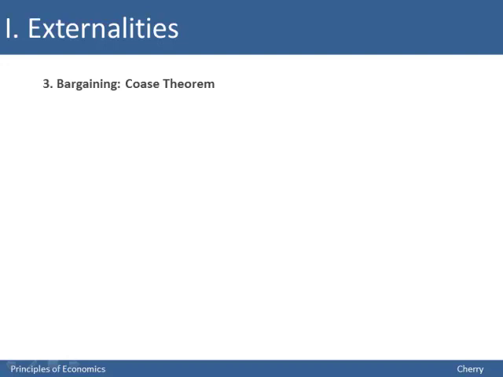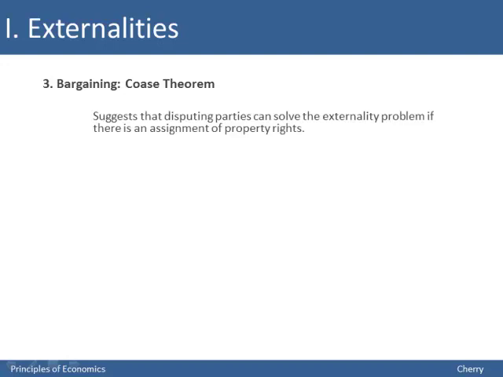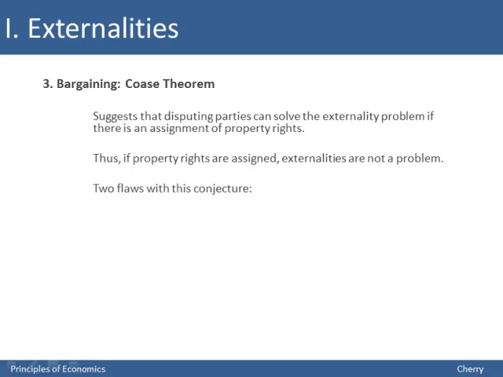So let's talk about this a bit more by discussing the Coase theorem. Ronald Coase developed this theorem a number of years ago, and what he suggested was that disputing parties can get together and solve an externality problem. And all that's required is that an initial assignment of property rights is given. Right? So he says if we just assign property rights and then let people get together and negotiate, then externalities can be resolved. Now there's a couple of problems here.